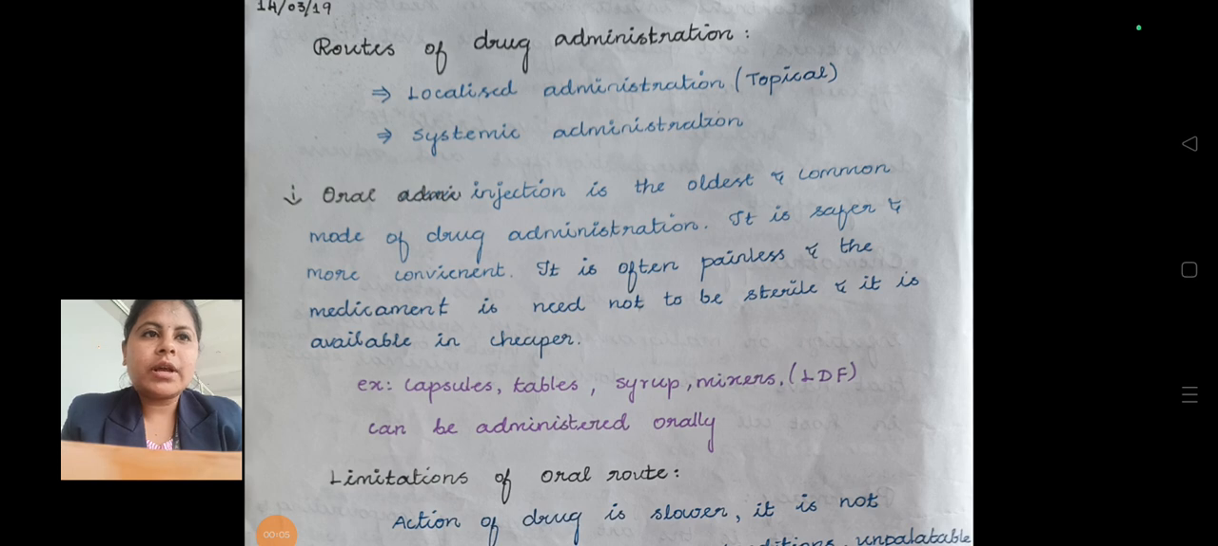What are routes of drug administration? It is how the drug enters the body by various means. There are two types of routes. The first one is localized administration, also known as topical administration. And the second one is systemic administration.